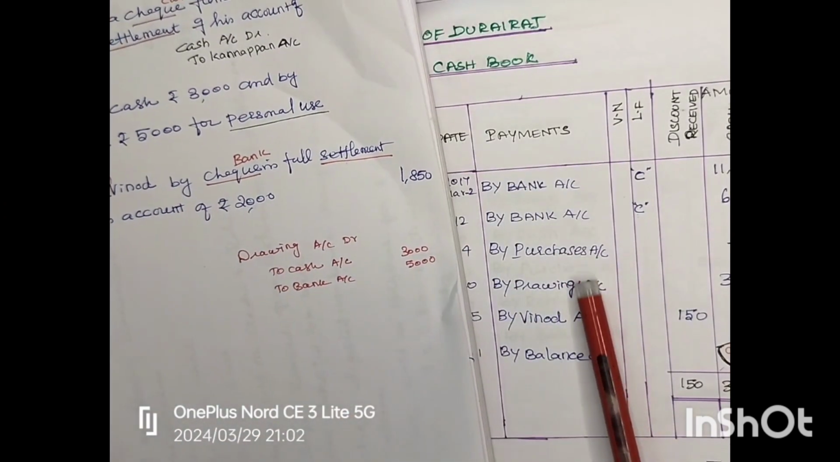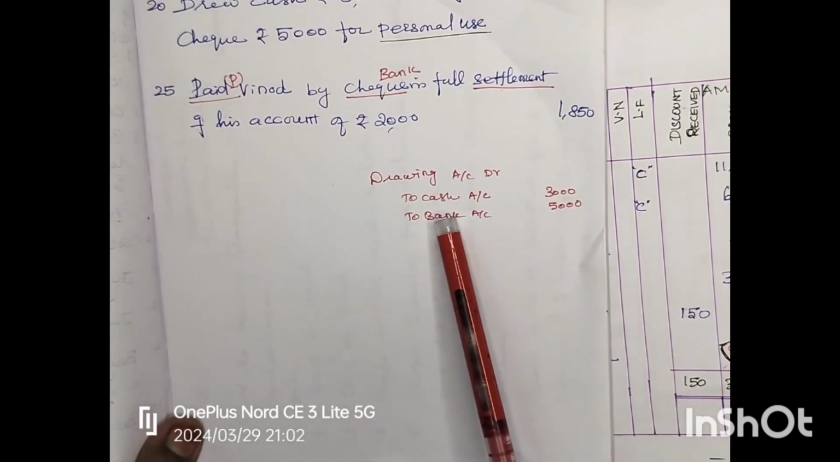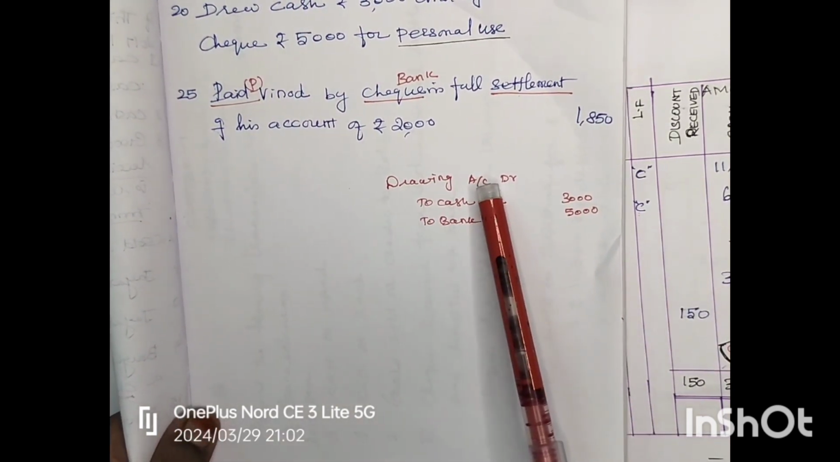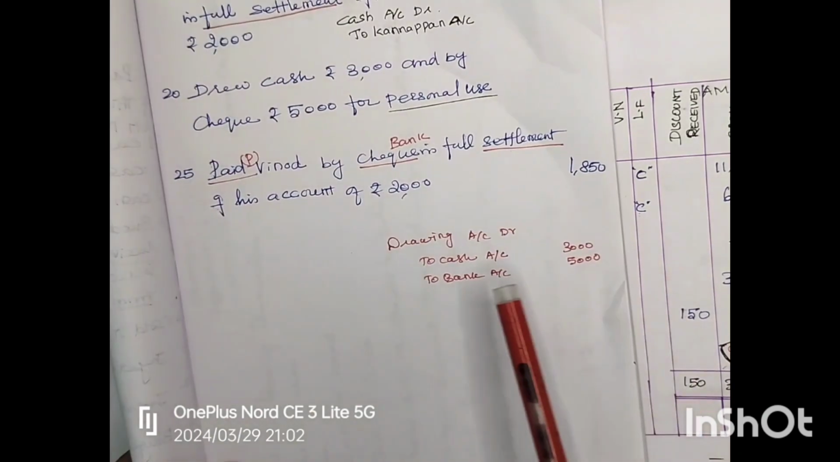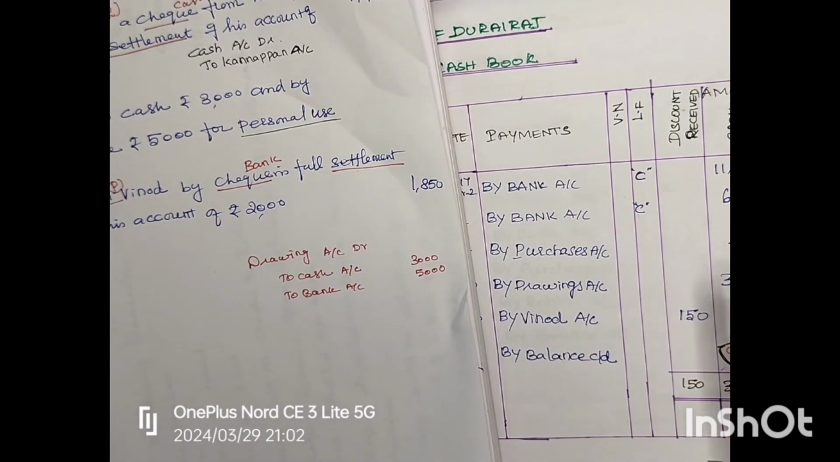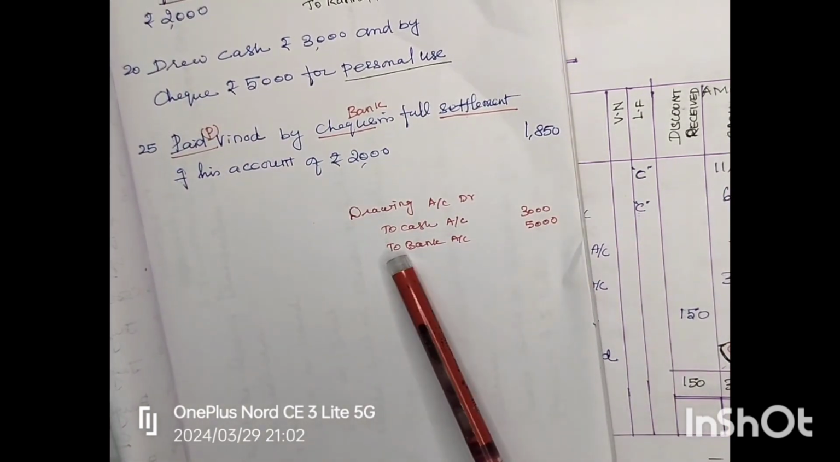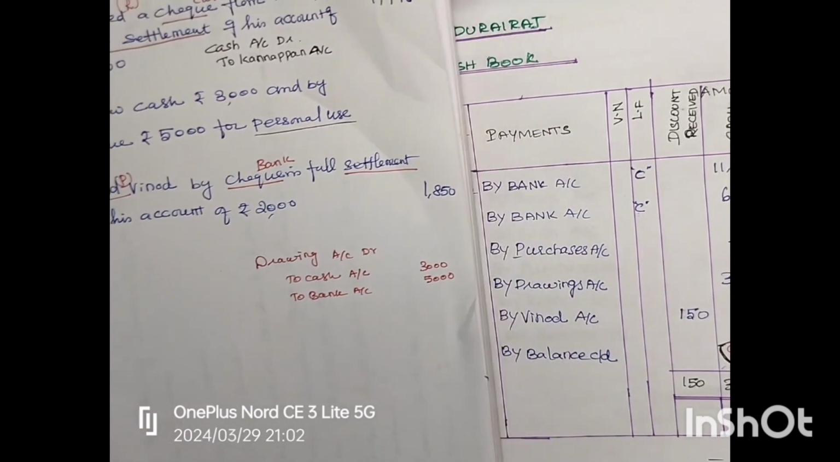So you go to the credit side, dated on 20. What is the opposite account from the cash account? Drawing account. So you have to write by drawing account. Drew cash for 3000. So you have to enter that 3000 in the cash column, and the bank 5000 rupees you have to enter in the bank column.